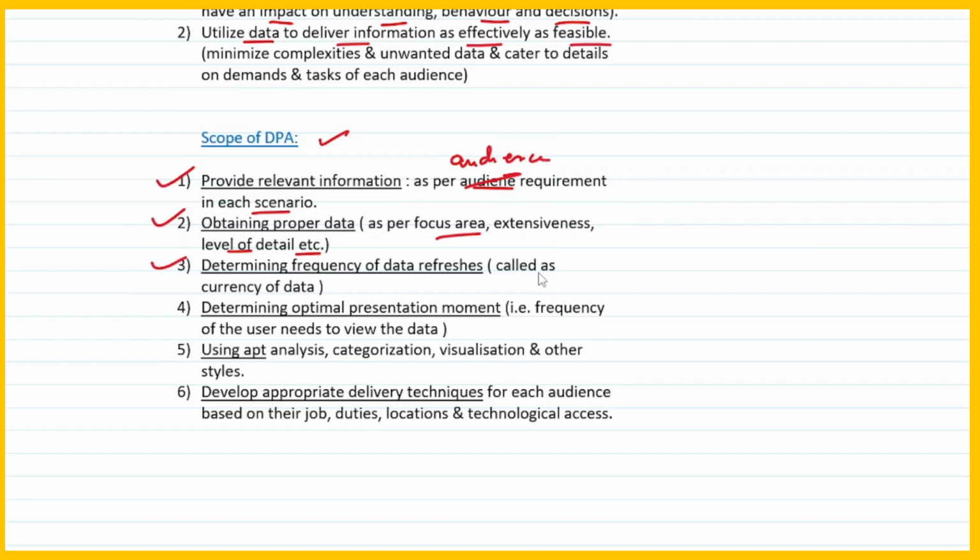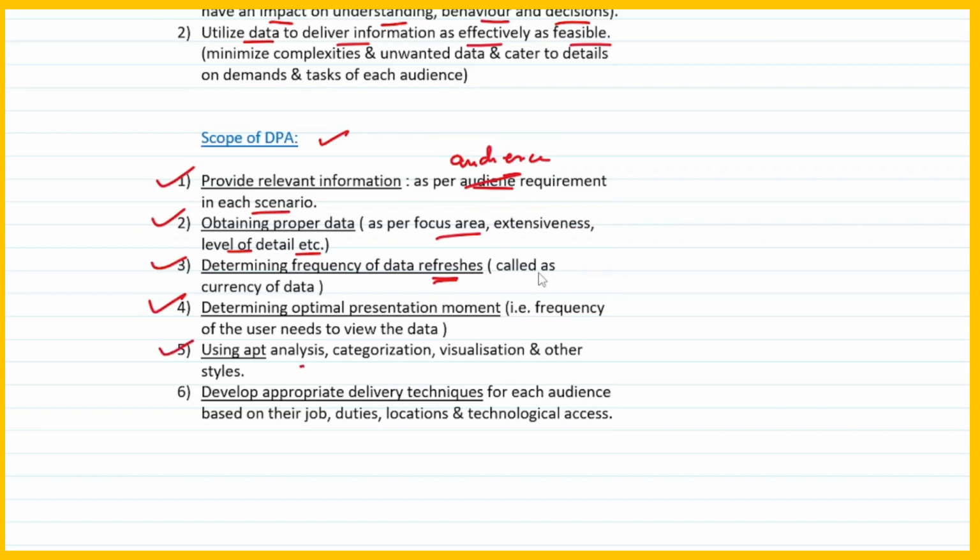Third one is determining frequency of data refreshes. That means, for example, if you need real-time data, which is very important for decision making, then on a click of a button, if you simply refresh it, you should be able to get that data. Now, how frequently you require it is something which comes under the scope of DPA, right? So determining the frequency of data refreshes can also be called currency of data. Please remember that. Fourth one, we talk about determining optimal presentation movement, that is, the frequency the user needs to view the data. So how frequently or how quickly do they need to have a look at the data? That's what determining optimal presentation movement is.